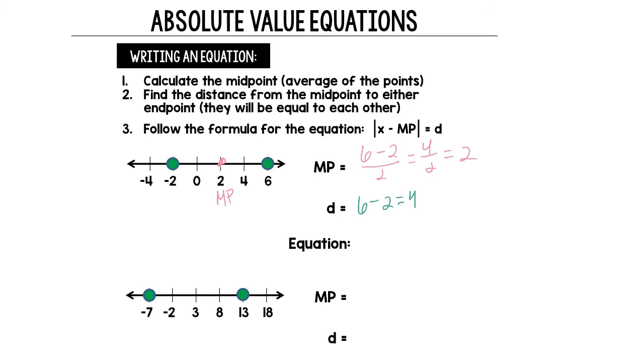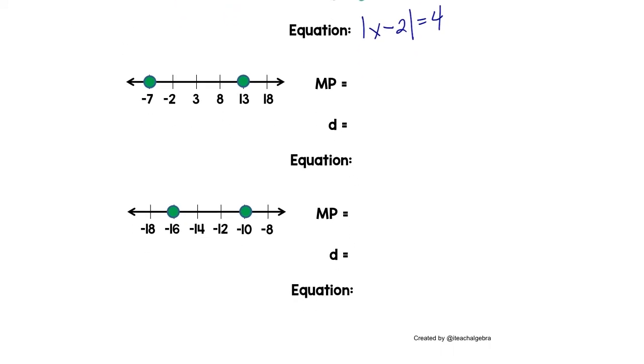Our equation, I gave you a little formula here. It's going to be the absolute value of x minus the midpoint equals the distance from the center to the end. Okay? It's really that straightforward. 2 more.